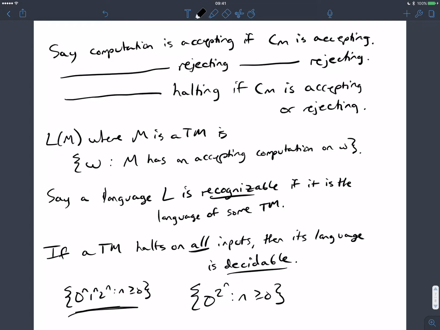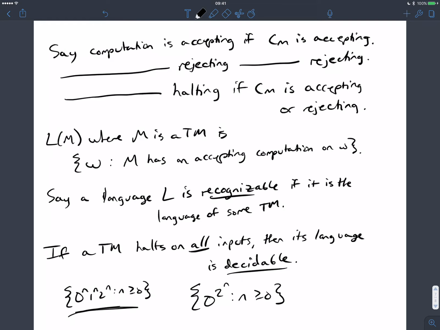You said all recognizable is decidable? No. Decidable is an extra qualification on the language. So every decidable language by definition is recognizable, but not necessarily the other way. And it actually is not true the other way.